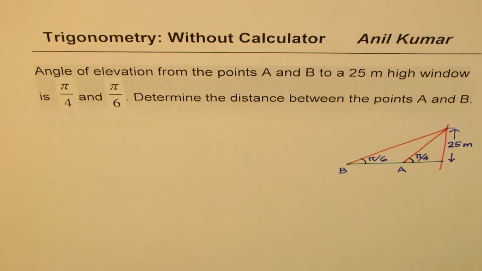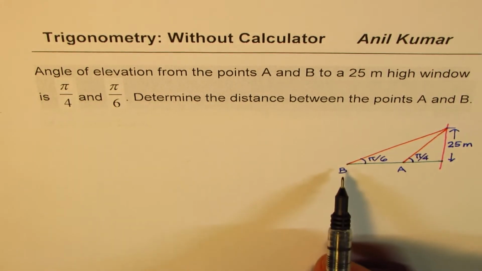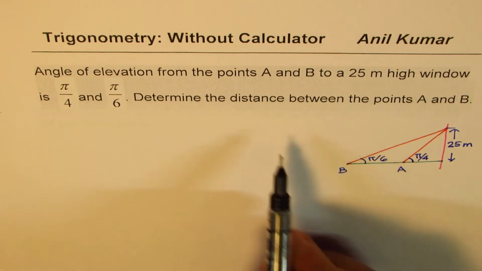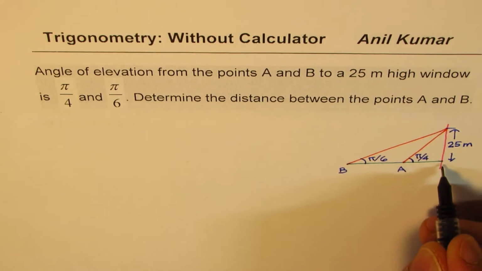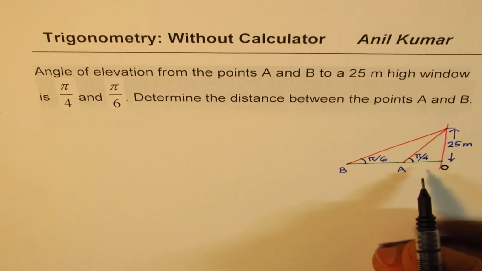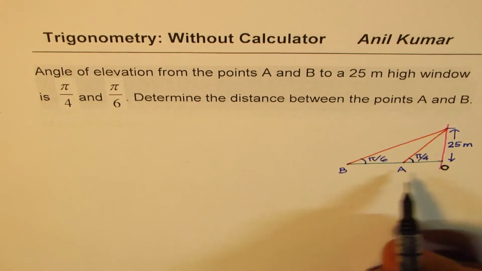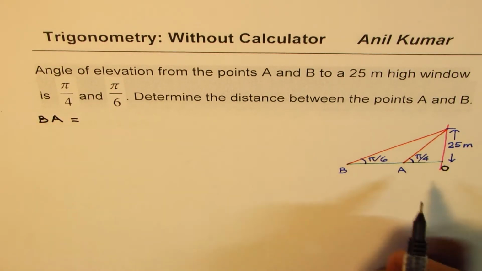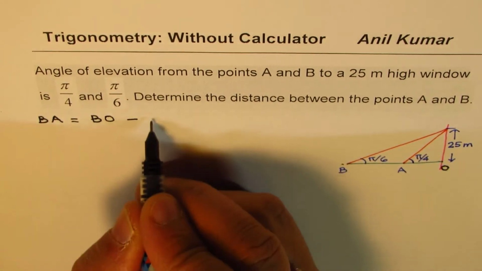Now let's move on. The question here is, angle of elevation from the points A and B to a 25-meter high window is pi by 4 and pi by 6. Determine the distance A to B. So what we can do here is, let's call this point as, let's say O. In that case, we can apply tan and then find what AO and BO is. And then from there we can find what BA is. So basically we need to find what is BA. So B to A can be written as B to O minus AO, right?